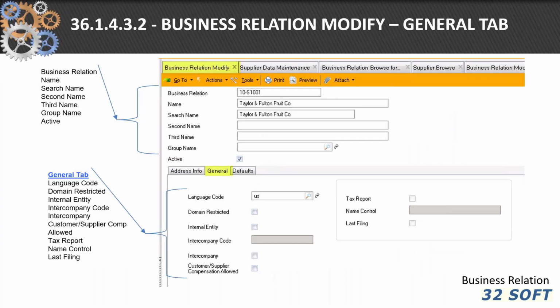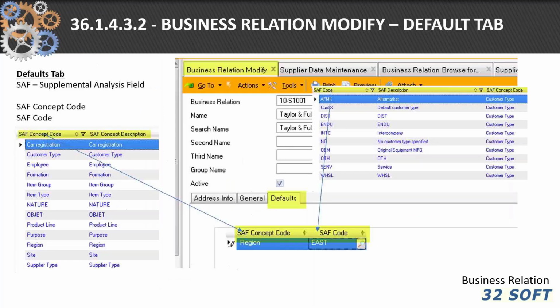Then the next tab in the 36.1.4.3 is the business relationship general tab. And so here you enter information like language code, domain, internal entity, intercompany codes. You allow customer or supplier compensation, etc., etc.